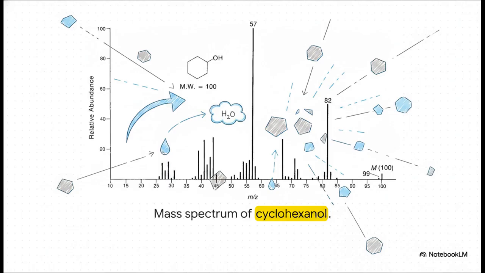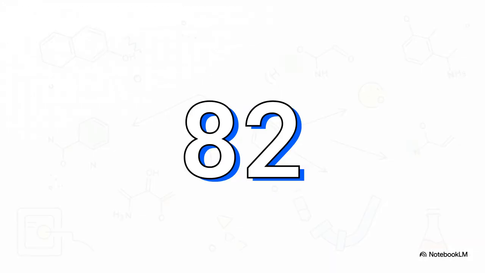Take a classic example like cyclohexanol. The molecular ion peak at 100 is barely even a blip. Instead of hanging around, the molecule rapidly ejects water, which steers the fragmentation down a highly specific pathway, complete with a really unique ring cleavage pattern. And that brings us to a massively important number for cyclohexanol, the specific mass-to-charge ratio of 82.